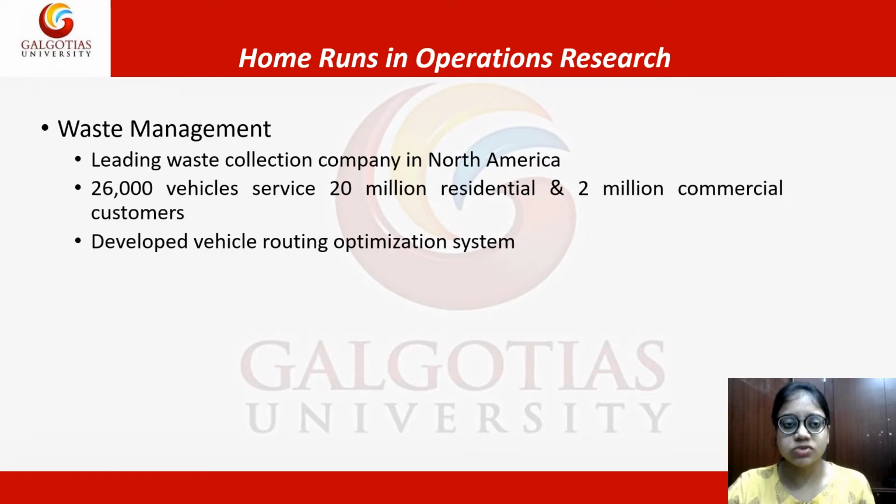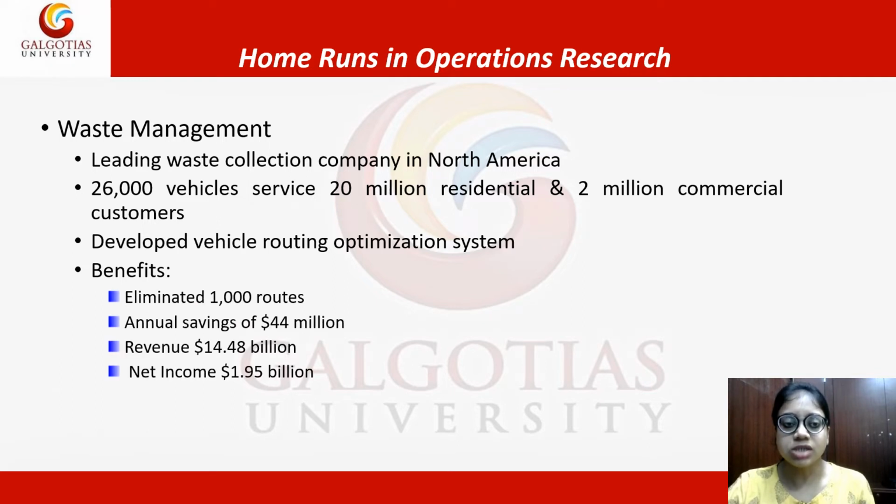Another example is the waste management company. It is the leading waste collection company in North America. There are 26,000 vehicle services, and 20 million residential and 2 million commercial customers are covered. It has developed a vehicle routing optimization system. The benefits are it has eliminated 1,000 routes. Annual savings are $44 million. Revenue is $14.48 billion and the net income is $1.95 billion.